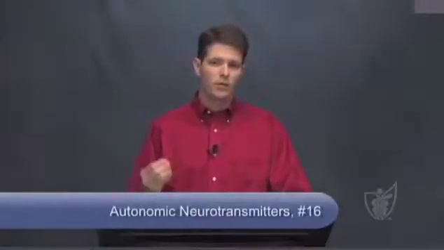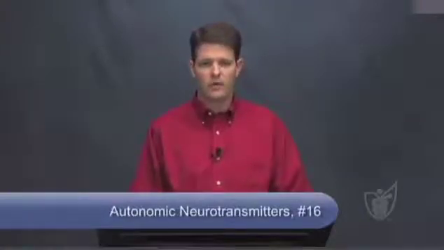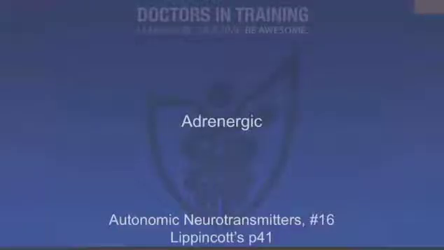So again, the terminology: the nerves that produce norepinephrine and epinephrine are called adrenergic, and the receptors are called adrenergic receptors. So everybody's heard of adrenaline. We talk about the adrenal gland, and we talk about adrenergic neurons, but then the transmitters are called epinephrine, norepinephrine.